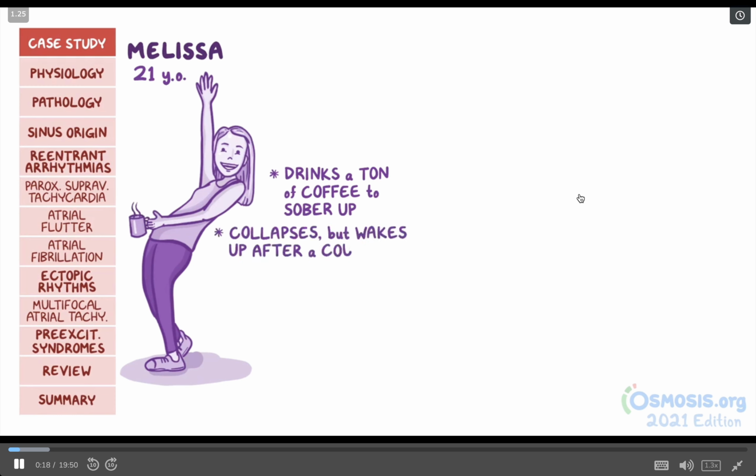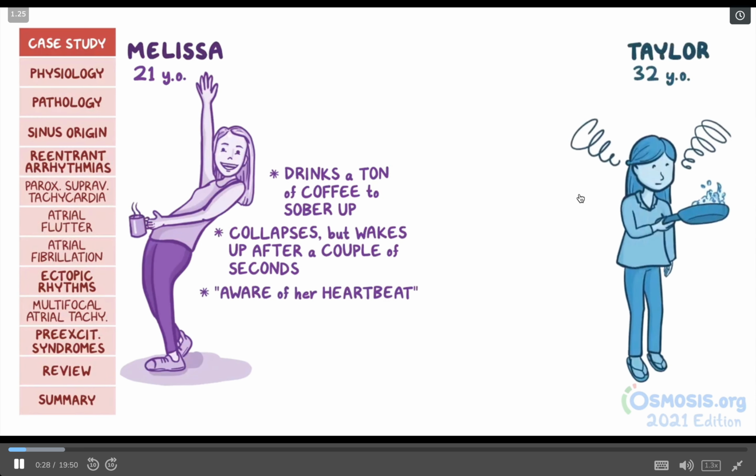floor, but wakes up after a couple of seconds. On her way to the emergency room, she tells the paramedics that she's aware of her heartbeat. Then comes Taylor, a 32-year-old female who is brought to the emergency room by her partner because she suddenly collapsed for a couple of minutes while cooking dinner.